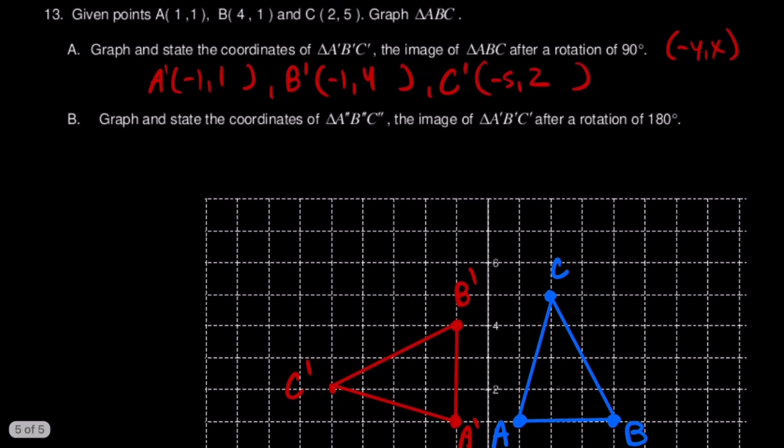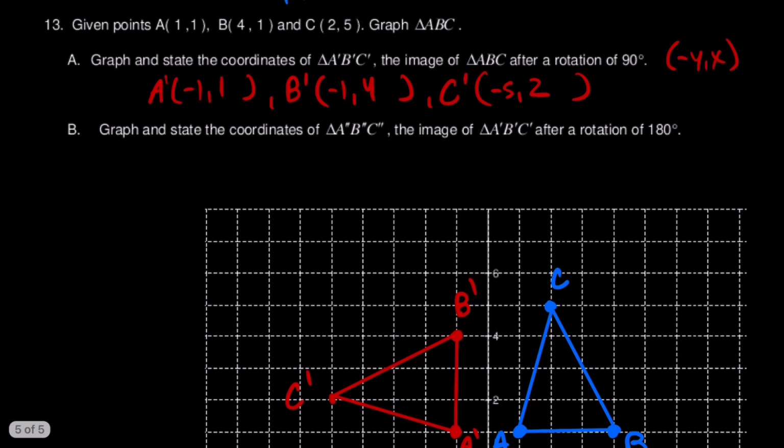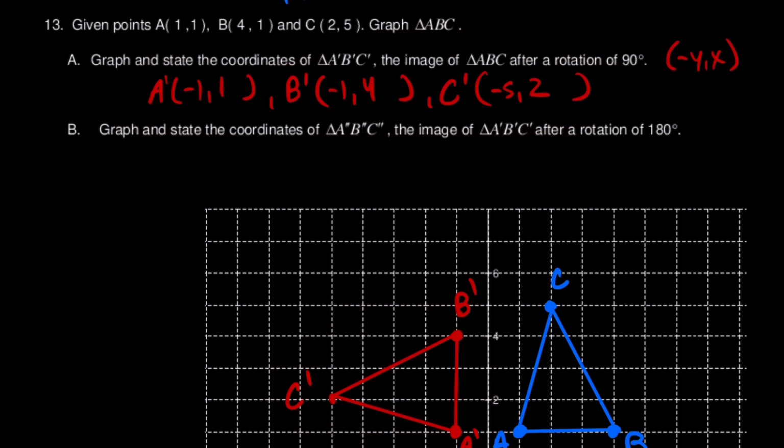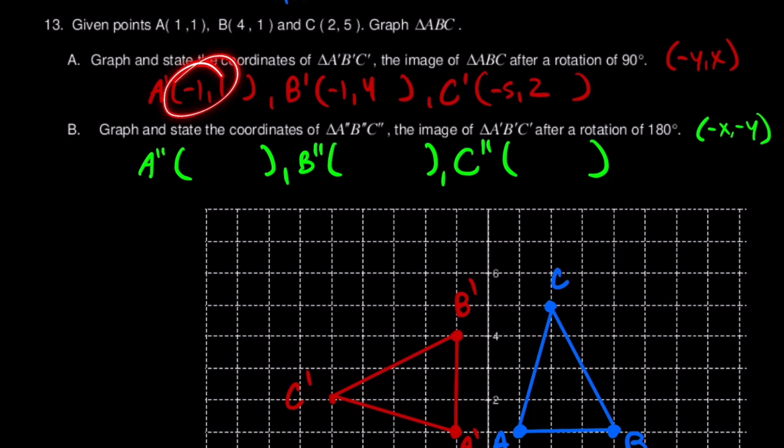All right, and the last part, graph and state the coordinates of, now again, this is important, A double prime, B double prime, C double prime, which is the image of A prime, B prime, C prime. So I'm using this triangle here and these coordinates here. After a rotation of 180. So rotation of 180 is you negate both coordinates. So I think the easiest way to do this is to take a look at your A prime, B prime, C prime coordinates and just negate both in each case. It's pretty quick to do.